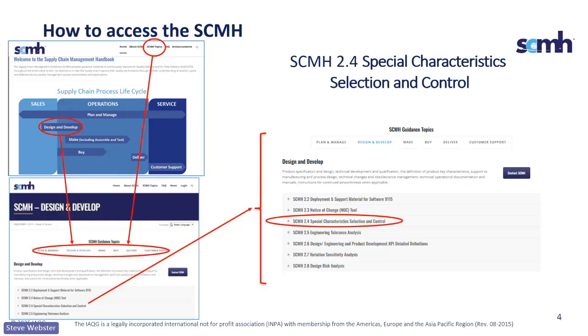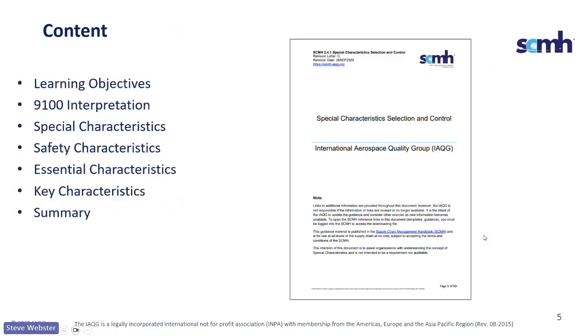So that's the upfront part, just how to handle and navigate the SCMH. Now we're going to get into what we're here for, and what we're here for is, of course, special characteristics selection and control.